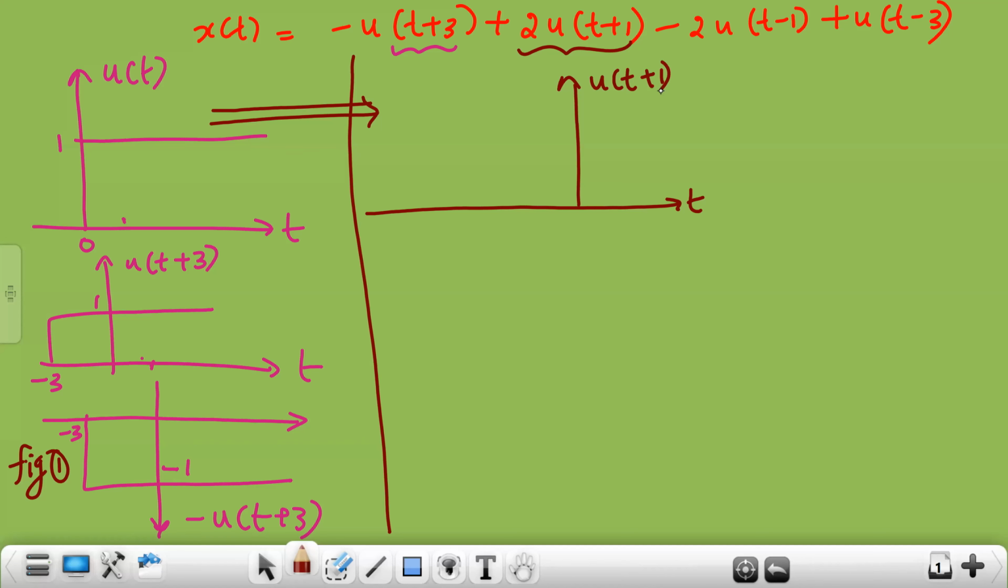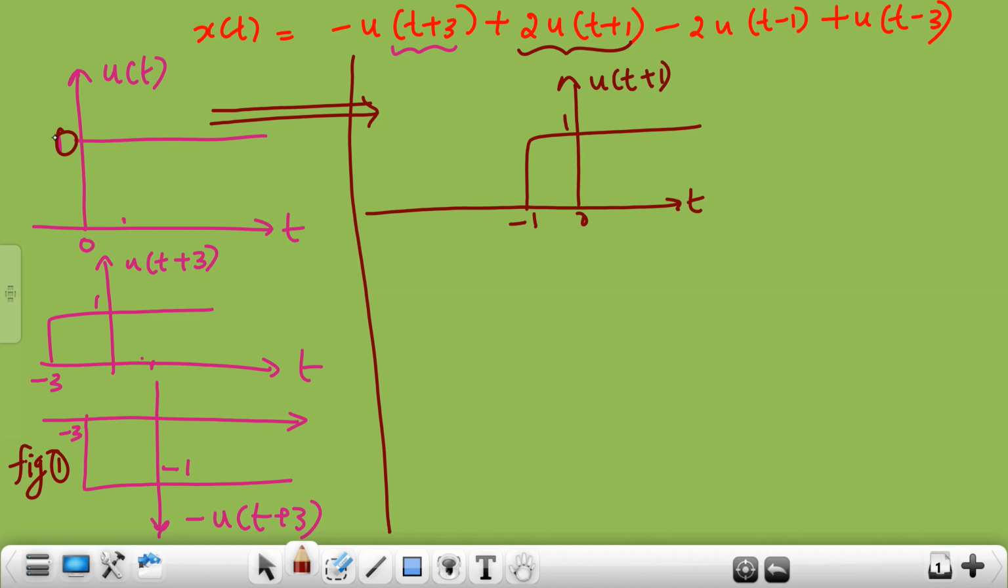Okay. Next, Supriya, whenever I am asking the next question, you need to tell. So be ready. So u of t plus 1, we have already, I'm going to shift towards left by 1 unit of time. So it will be starting from -1 to infinity. And there is no change in amplitude. Still, the amplitude is remaining at 1 itself.